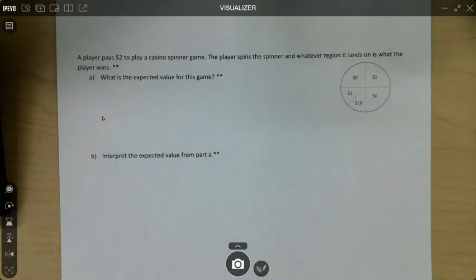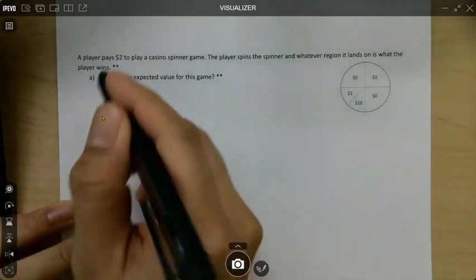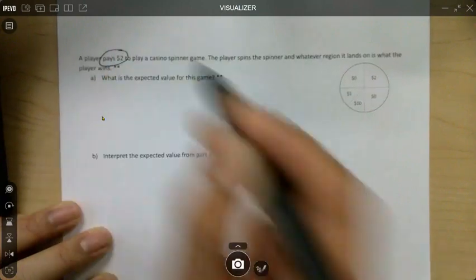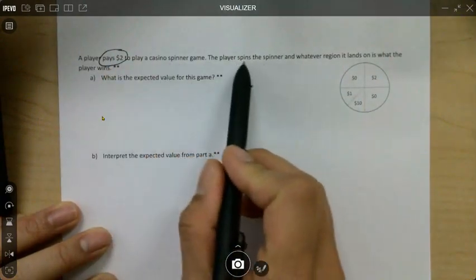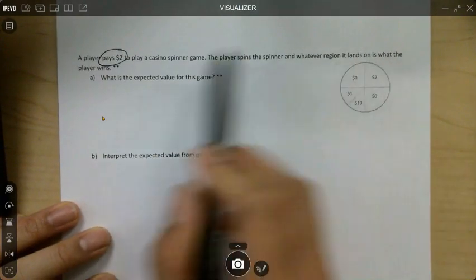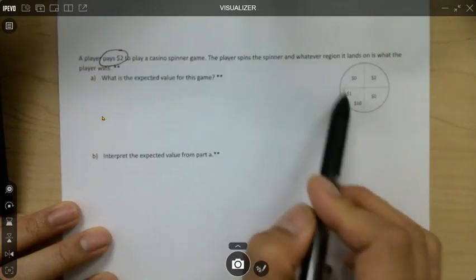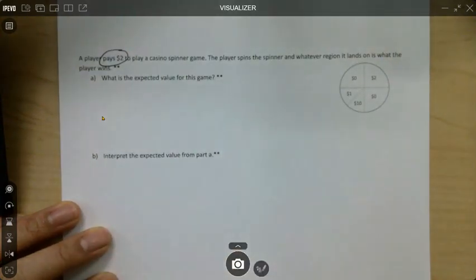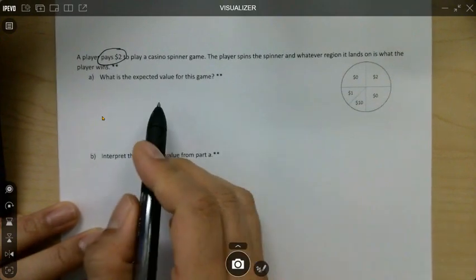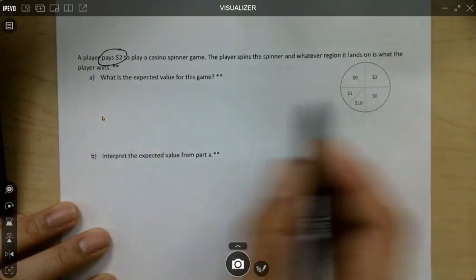All right, the next question is an expected value problem. So it says a player pays $2 to play a casino game. Player spins a spinner, whatever region it lands on is what the player wins. So here is our spinner. So first thing we're going to do is calculate the expected value. To do that, we're going to make a table.